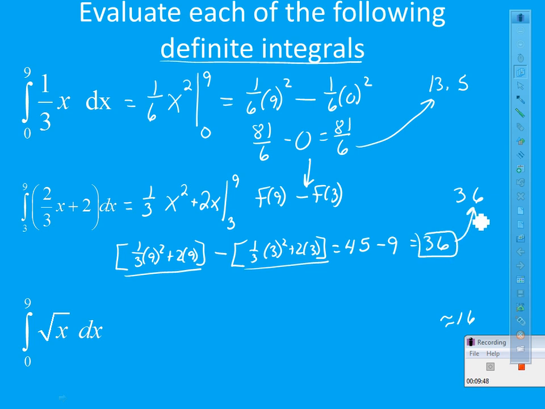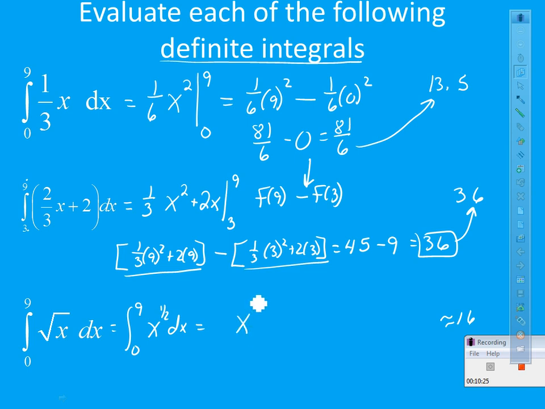So here's what this is saying. The area under the curve from x equals 3 to x equals 9 of the function 2/3 x plus 2 is 36 units. So it gives me the exact value. So when I do it to this square root function, we estimated 16 a while ago, or whatever you estimated, we'll see what the exact value is. So I'm going to think of this as the integral from 0 to 9 of x to the 1/2 dx.